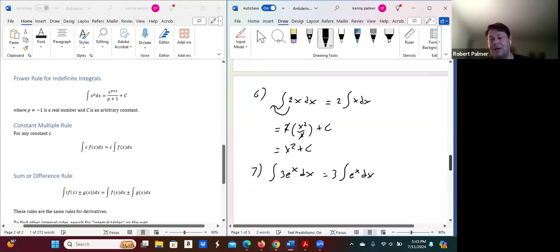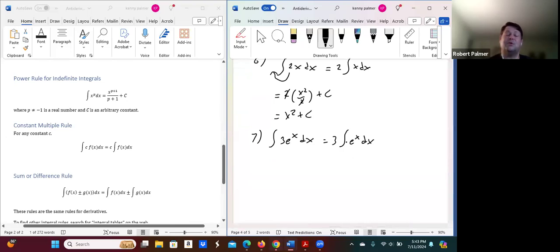And remember, the question you want to ask is, you take the derivative of what function just gives you e to the x. And remember, exponents are their own derivatives. And so this is actually going to be first 3. Don't forget about the 3. Then the antiderivative of e to the x is just e to the x. And then, of course, don't forget plus c.